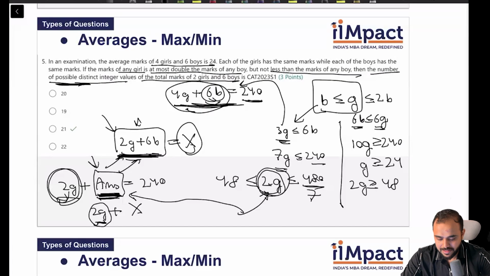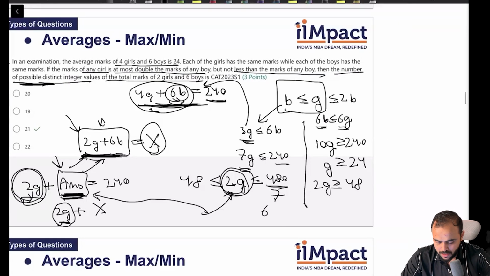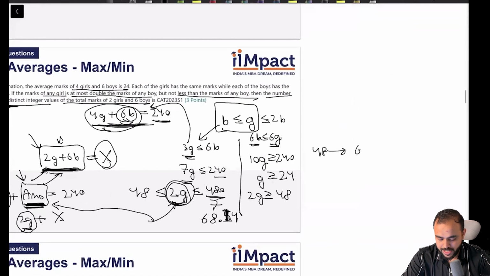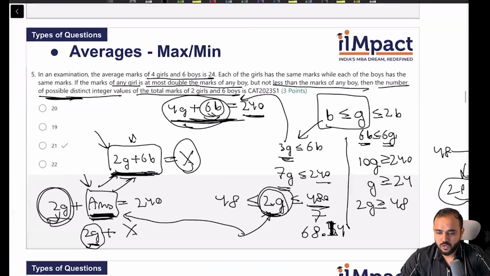So what is 480 by 7? This is going to be 68.5. Okay, 68.14. All right, which means 2G can take integral values from 48 to 68, which are going to be how many? 21. So your answer is going to be 21 for this question.